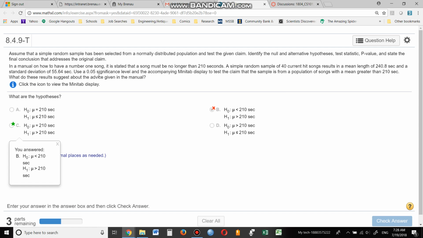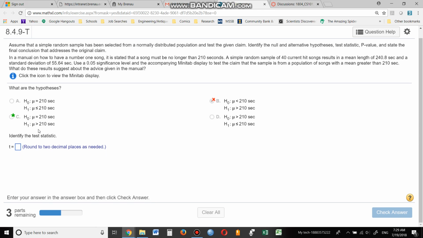We want to test the claim that the mean time is greater than 210 seconds. So that means the null and alternative are right here. Now, note that someone put that the null was less than. Remember that the null statement must always include equality. So therefore, B and D are going to be ruled out automatically. So only A and C are open for consideration here.